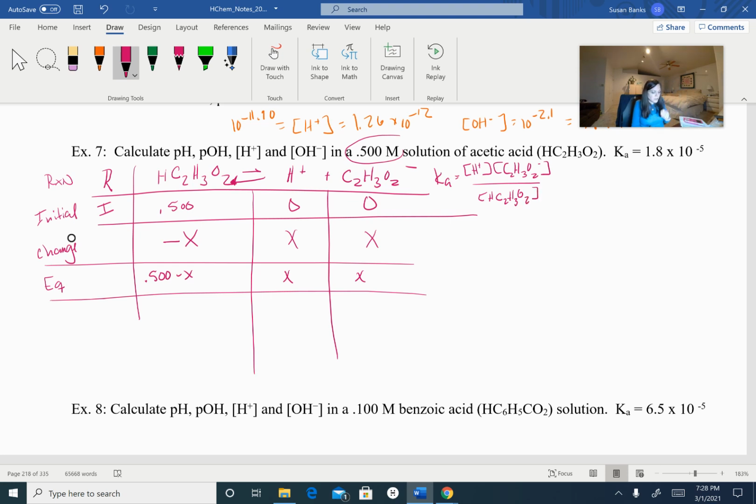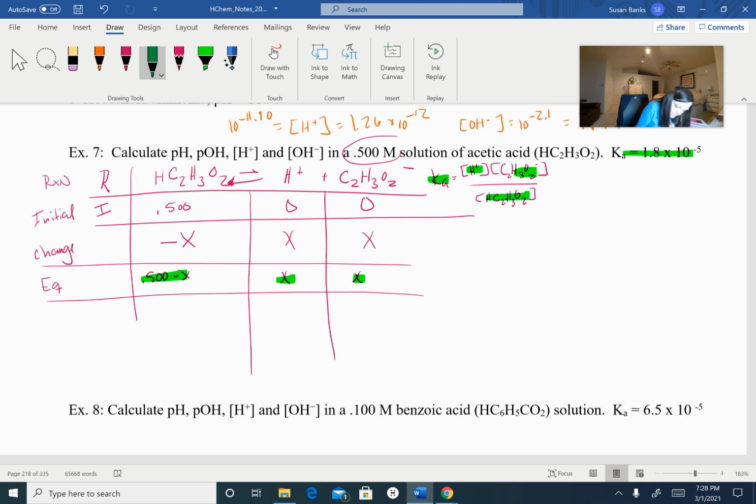Okay? So now we can start plugging things in. So I'm going to plug this into here. Okay? And I'm going to plug these in here. And I'm going to plug this right here. Okay? Does that make sense? Okay, so here we go. Let's start plugging. So our equilibrium constant, we have 1.8 times 10 to the negative 5th.